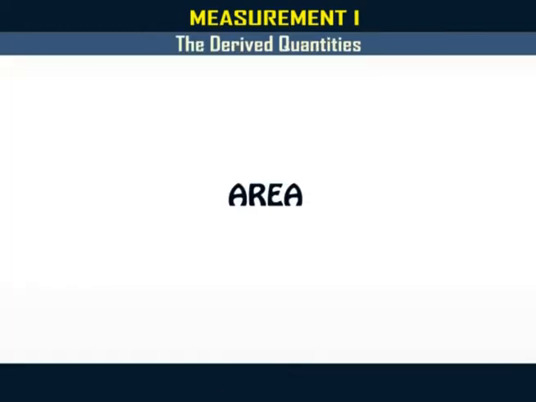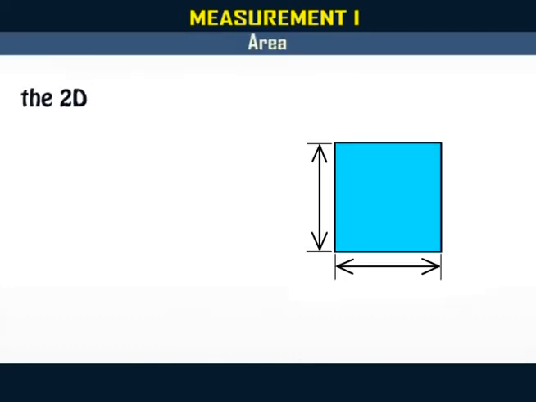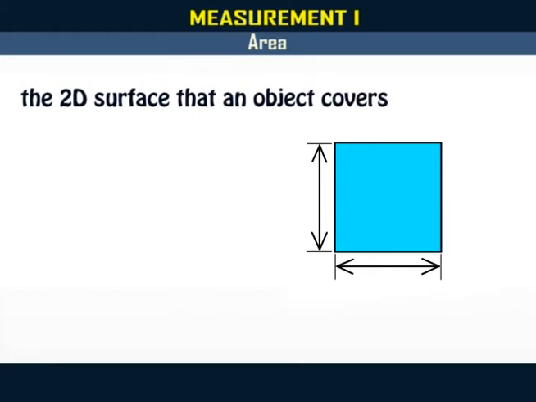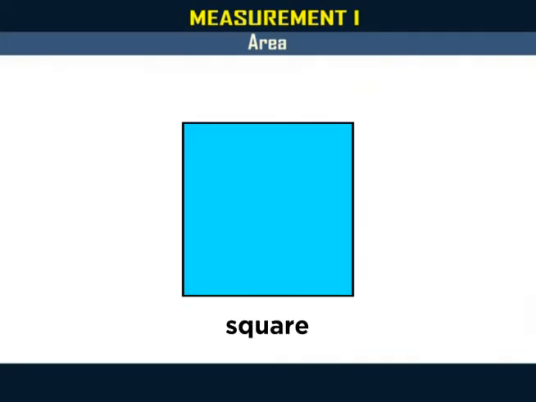Next, area. The area of an object is the two-dimensional surface that the object covers. While the side lengths can be measured in any unit of distance like meters, area is expressed in square units, for example, square meters, which is meter squared. To see why, let's look at something simple like a square.